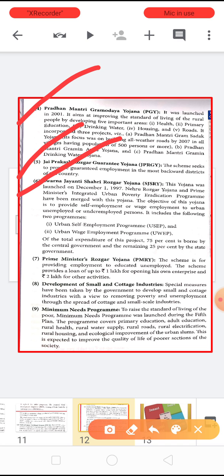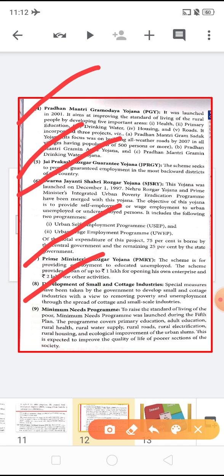So children, of the total expenditure of this project, 75% is borne by the central government and the remaining 25% by the state government. Next we have Pradhan Mantri Rozgar Yojana, the development of small and cottage industries, and the next one is the minimum need program. So children, the Pradhan Mantri Rozgar Yojana is a scheme for providing employment to educated unemployed persons, which provides a loan of up to 1 lakh for opening their own enterprise and 2 lakhs for other activities.